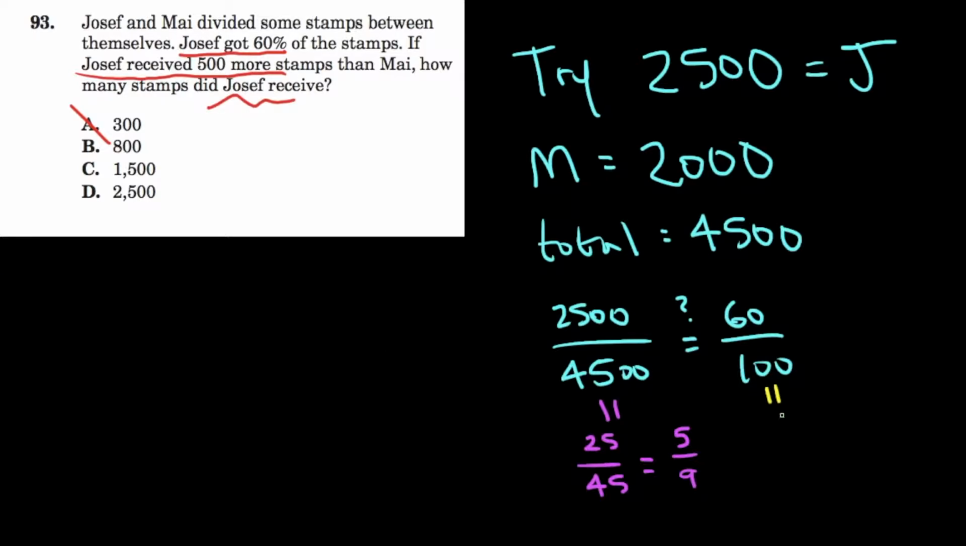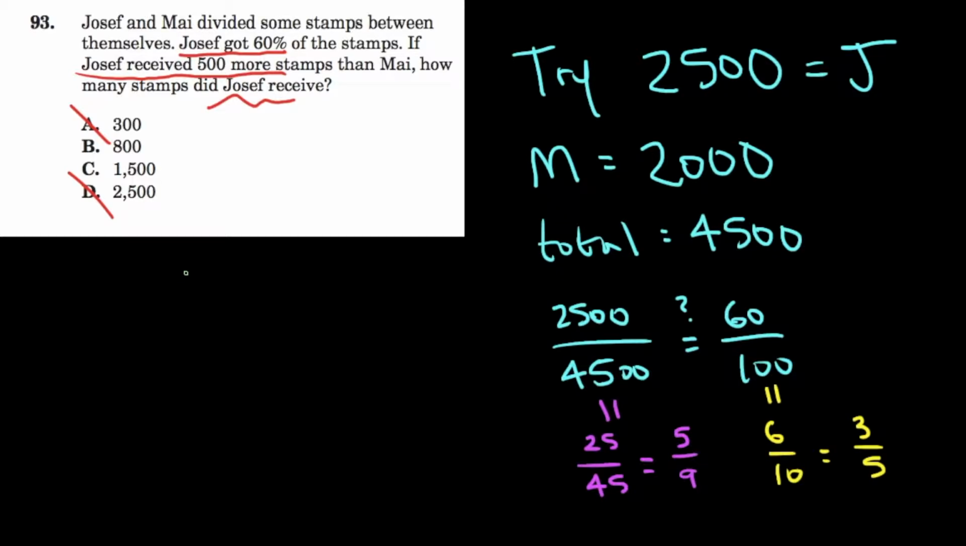What about 60 over 100? Those numbers both end in 0, so I can turn that into 6 over 10. And then both of those are even, so dividing by 2 on the top and bottom, we get 3 over 5. So is 5/9 equal to 3/5? No, those are two different numbers. So 2,500 is not our answer. Ooh, how about I use red, just to be consistent?